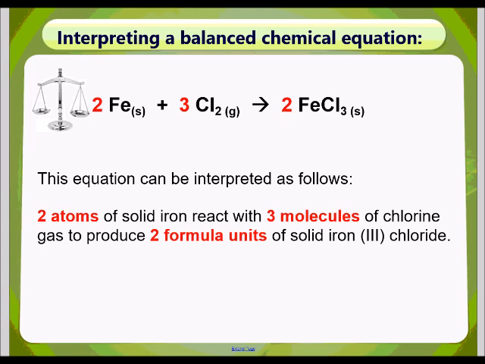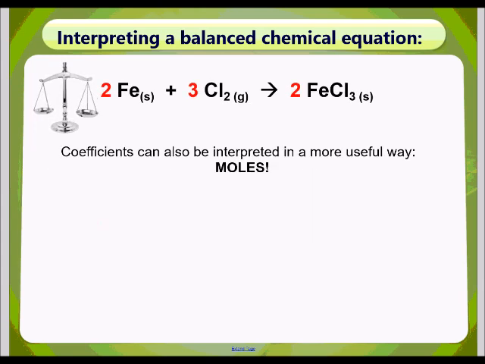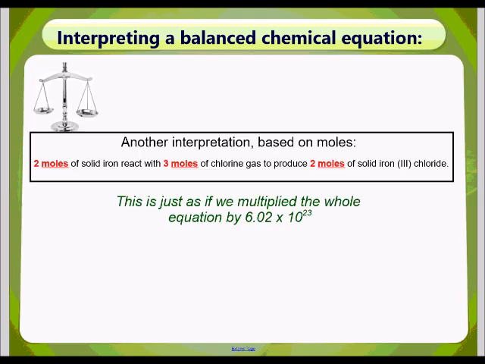So we have an equation up here that's been balanced, and this can be interpreted as follows. If we take 2 atoms of solid iron and react them with 3 molecules of chlorine, we will produce 2 formula units of iron chloride. Now, we can interpret those coefficients that we use to balance this equation in another way that's actually more useful, moles. We can have 2 moles of solid iron reacting with 3 moles of chlorine gas to produce 2 moles of solid iron chloride. It's like we multiplied the whole equation by 6.02 times 10 to the 23rd.